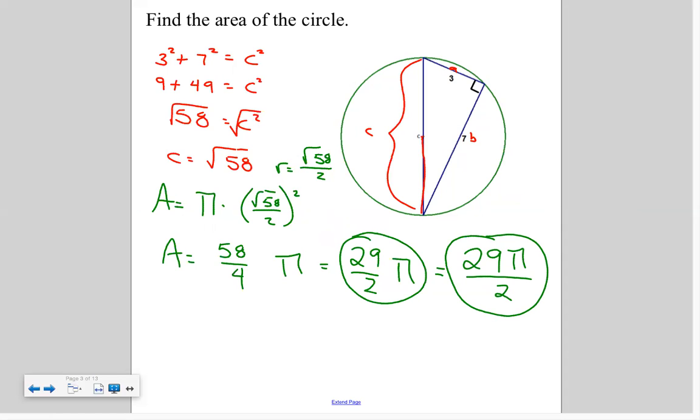Somebody last class asked, can you write your answer as 14.5 pi? That is equivalent. You don't often see them written as decimals, but it is correct. If you were to write 14.5 pi, I would mark it correct. It's an exact answer and it's correct. More often than not, things are left in fraction form, like one of these two ways I have circled down here.